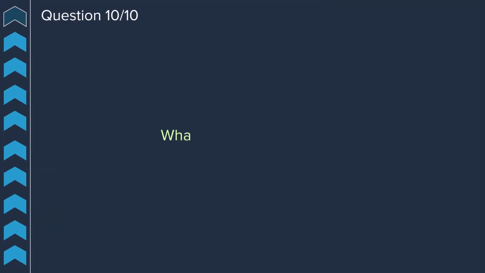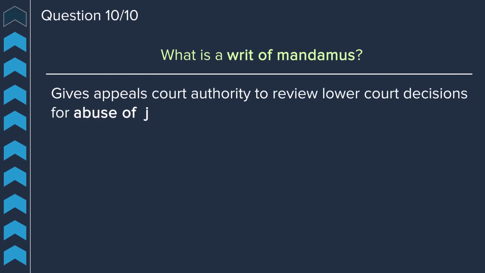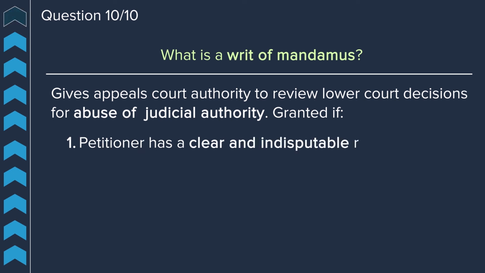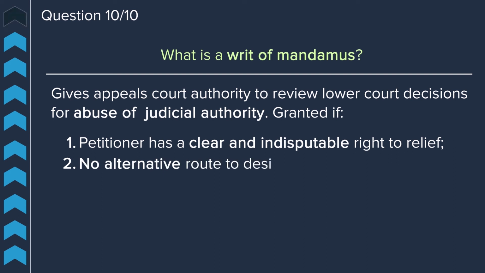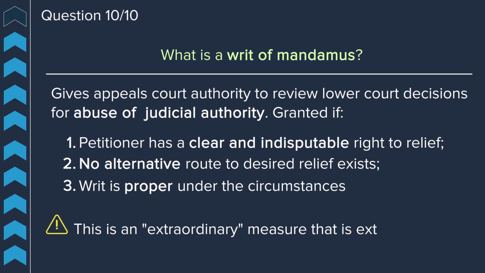Question 10. What is a writ of mandamus? A writ of mandamus gives the appeals court authority to review lower court decisions for abuse of judicial authority. They can be granted if 1. The petitioner has clear and indisputable right to relief, 2. No alternative route to desired relief exists, and 3. The writ is proper under the circumstances. Remember, this is an extraordinary measure that is extremely rare.